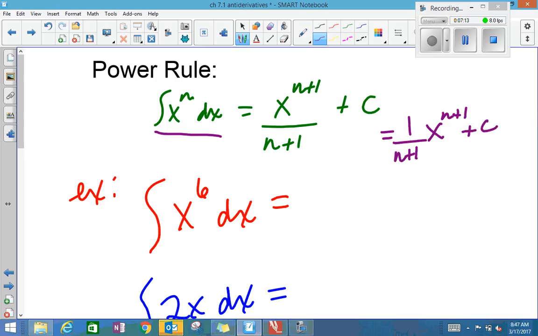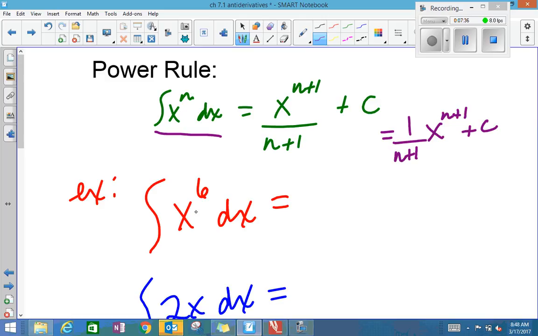When you think about it, that's really the opposite of taking a derivative, right? Because when we took a derivative, we subtracted 1 from the exponent and multiplied by it. Now we're adding 1 to the exponent and dividing by it. So we're really just undoing derivatives. Okay, so let's do some examples.